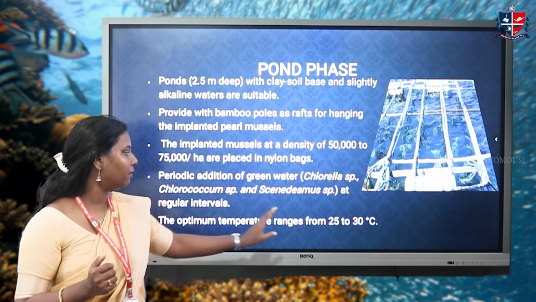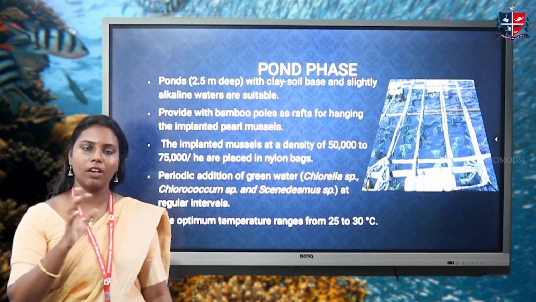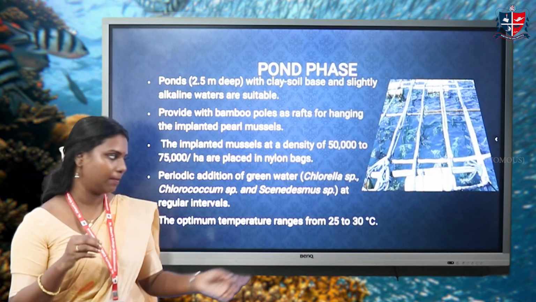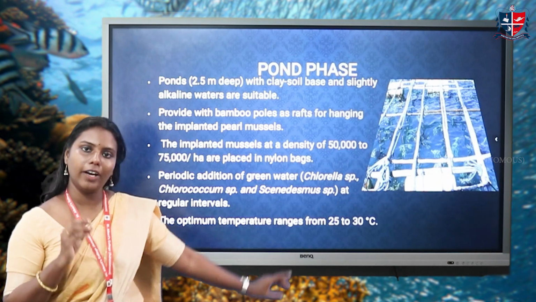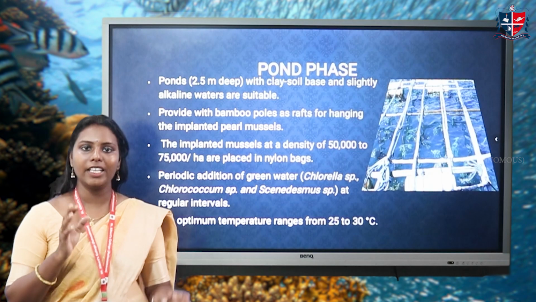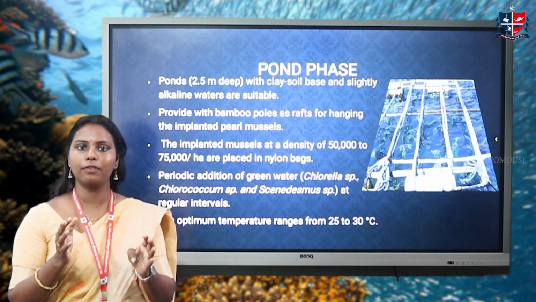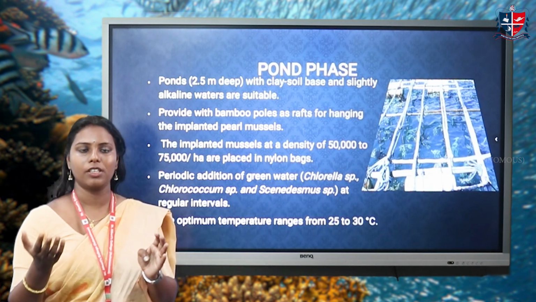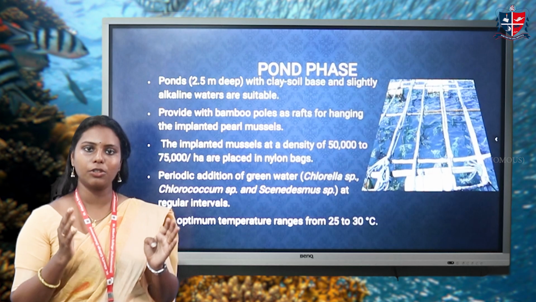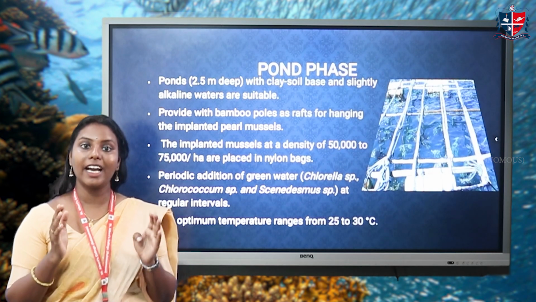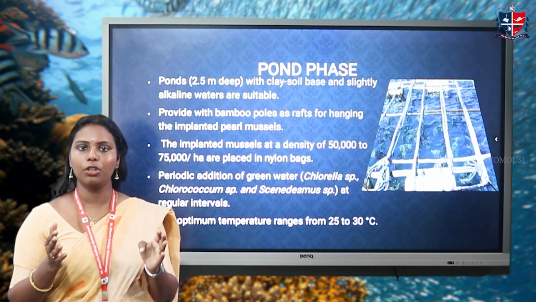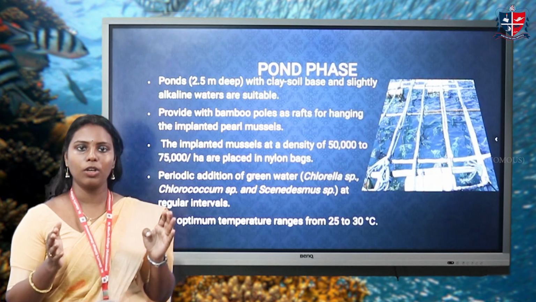Okay, and then we should be careful about the temperature of the water in which we are culturing the organism. It should be in between 25 to 35 degrees Celsius, and that is the optimum. We should be careful that it should not exceed that limit. So it should be in between 25 to 30 degrees Celsius, so that it is the ideal condition for the proper growth of the mollusk.